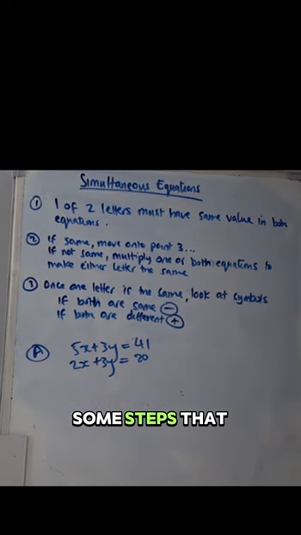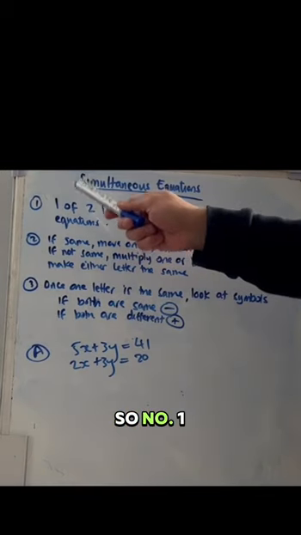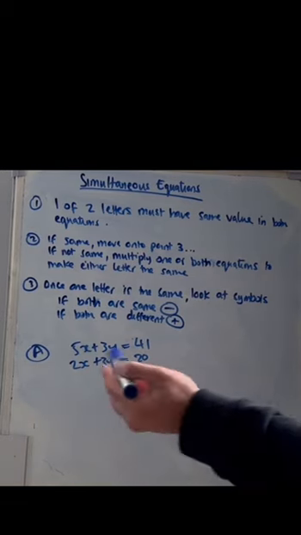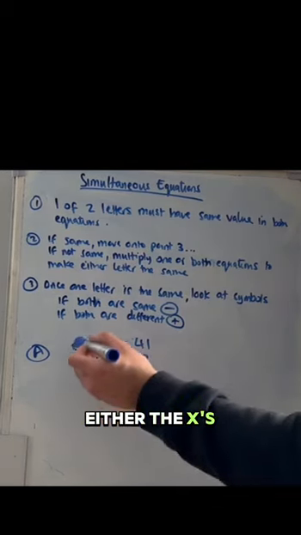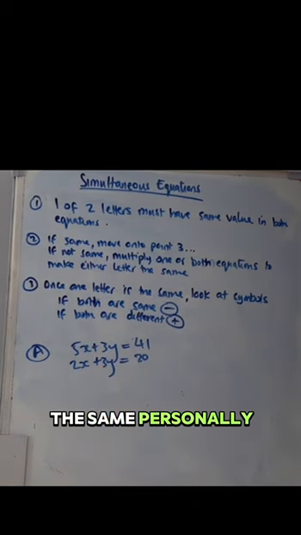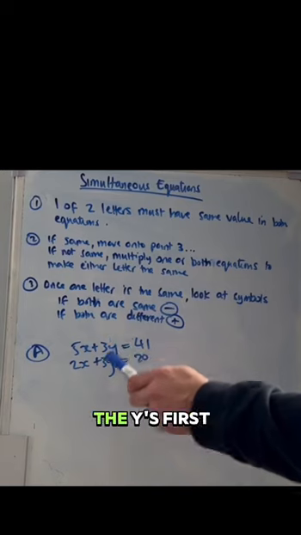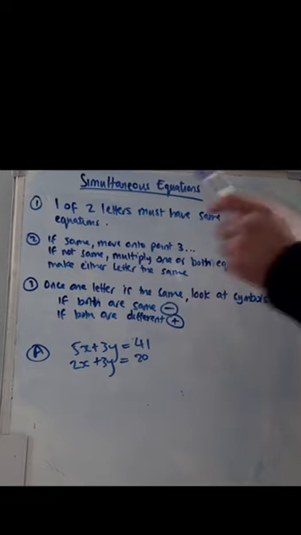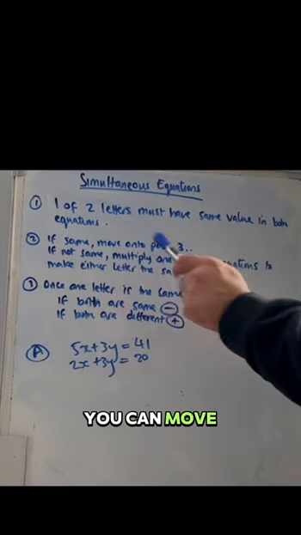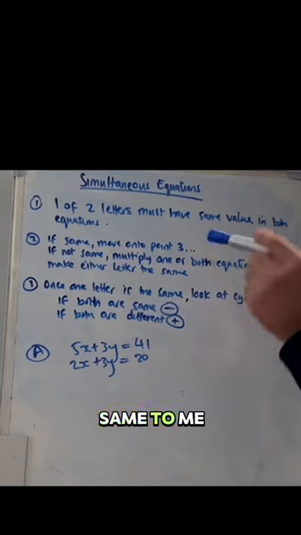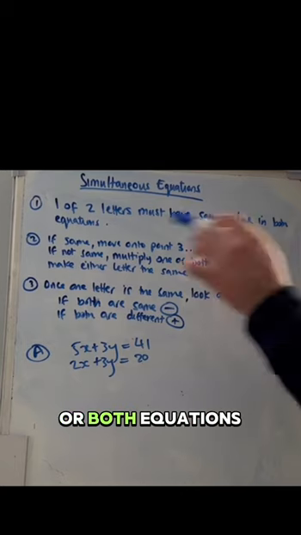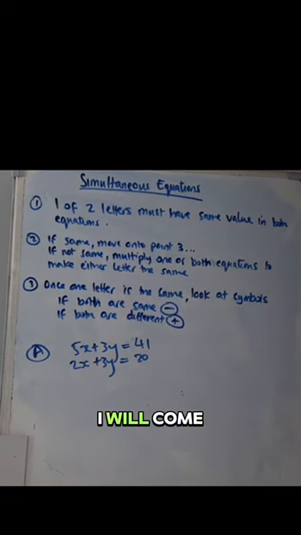I've written at the top some steps that you must satisfy in order to solve the equations. Number one, one of the two letters must have the same value in both equations. Here I've got x and y. Either the x's have to be the same or the y's have to be the same. Personally, I prefer to eliminate the y's first. Number two, if your letters are not the same, you want to multiply one equation or both equations so that the letters are the same. We'll come to that in a minute.